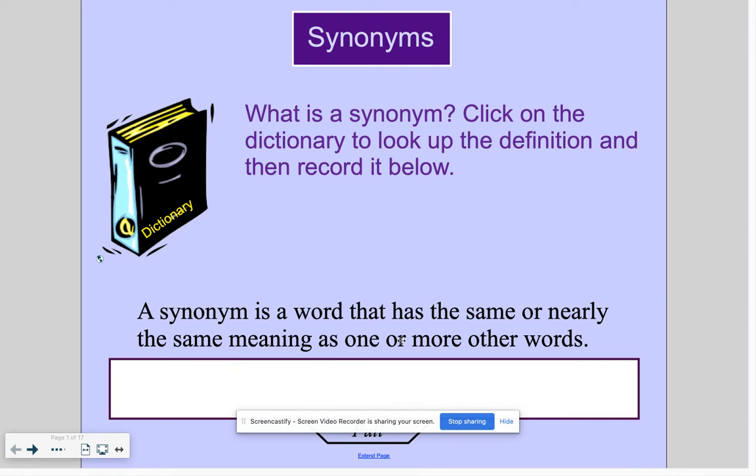A synonym is a word that has the same or nearly the same meaning as one or more other words. It's a very important tool, and you will increase your vocabulary and your knowledge of synonyms the more you read. So reading is really tied to this, but it also is really connected to how well you write. And synonyms allow you to use words that are creative and different than people would expect, that also give extra meaning to your writing.